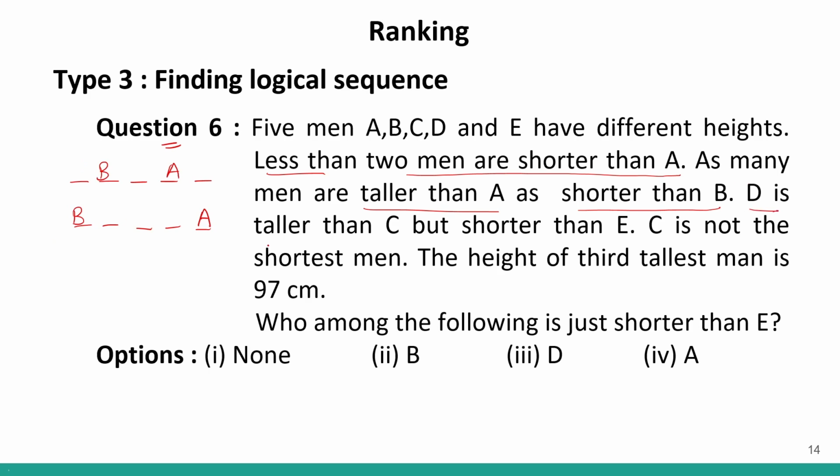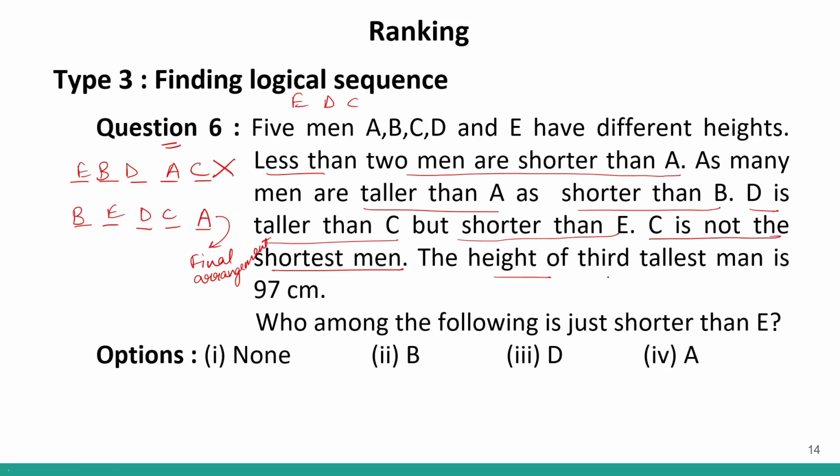D is taller than C but shorter than E. So D is taller than C, shorter than E. Correct? So it will be EDC or ED and C. It is given to us that C is not the shortest man, therefore this is not the arrangement. This one will be the final arrangement. Correct? This one will be the final arrangement.